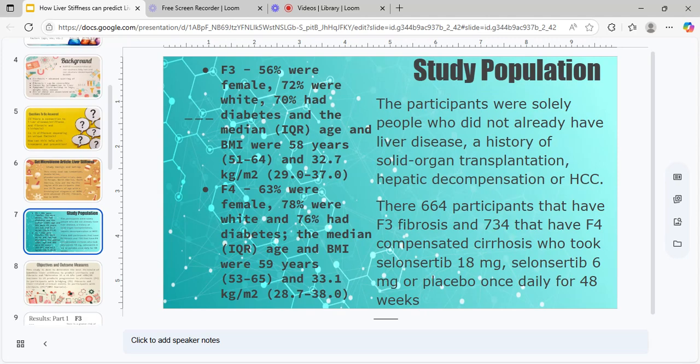In the F3 fibrosis, they had 56% female, 72% white, and 70% that had diabetes. So again, those external factors will be important in this study. Age and BMI, the range was around 51 to 64, again, getting that median of 58, and 32.7 kg per m squared. In F4, 63% were female, 78% were white, and 68% had diabetes. The median IQR age and the BMI were 59 years old, from 53 to 65, and 33.1 kg per m squared.